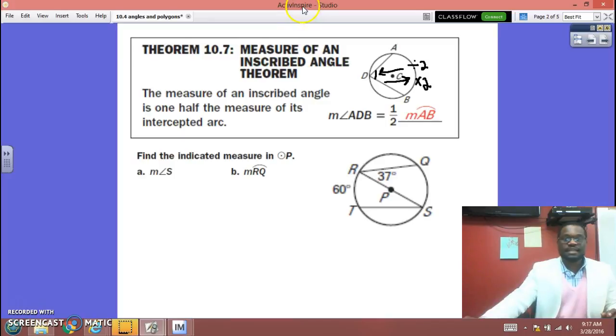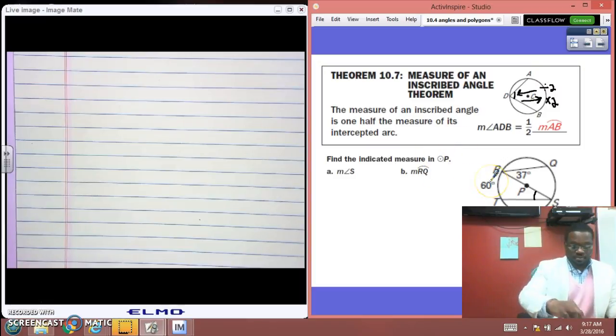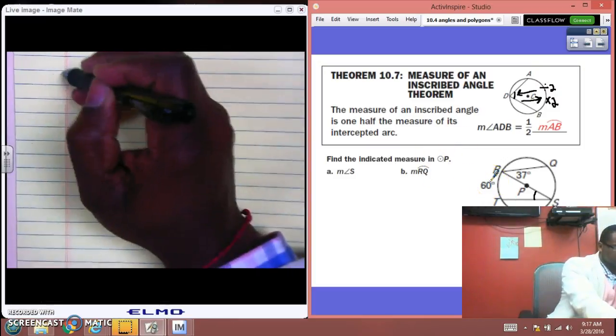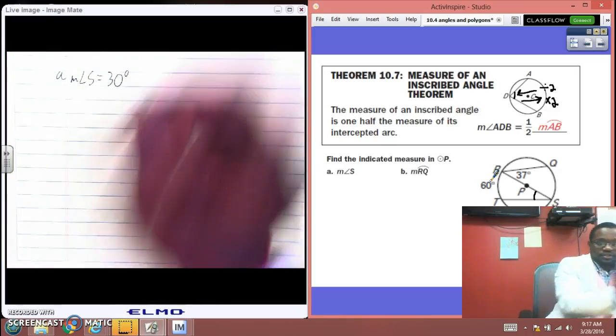Let's use that in this example here. It says find the indicated measure in circle P. So they want us to find the measure of angle S. All right, so they want us to find this right here. I know the arc. This is the intercepted arc. Arc RT is the one that intercepts this angle S right here. Hopefully you understand that. So if I know the arc and I'm trying to find the angle, going from the arc to the angle, I divide by 2. So that means the measure of angle S equals 30 degrees.